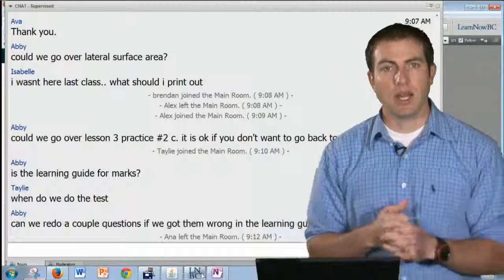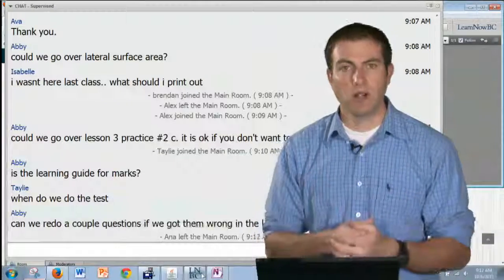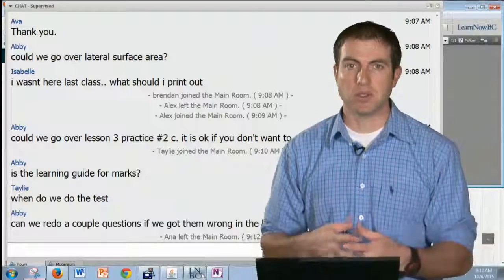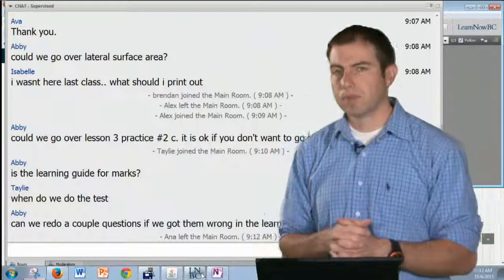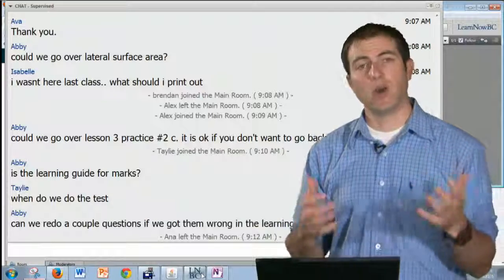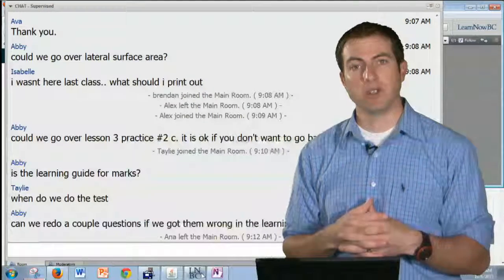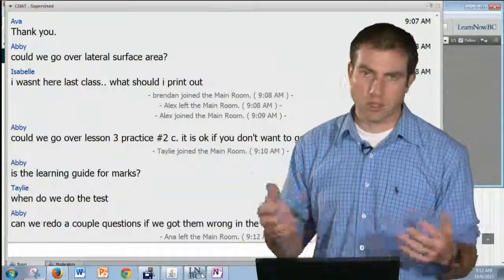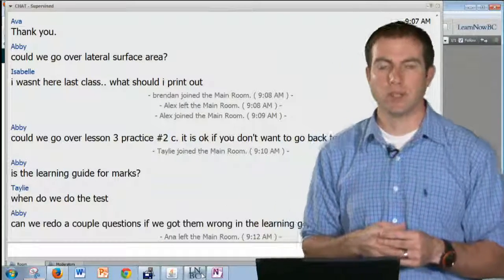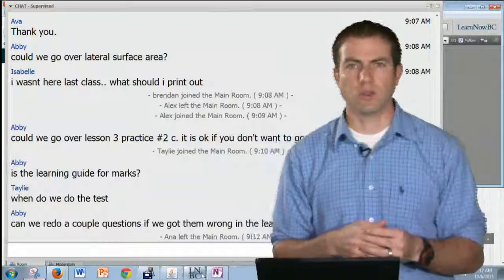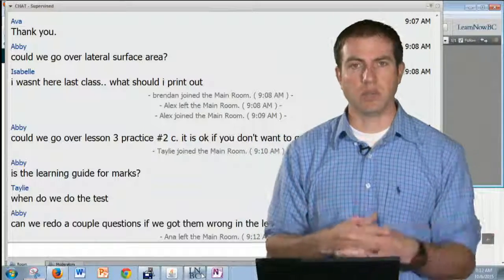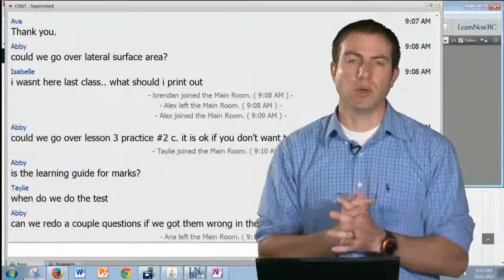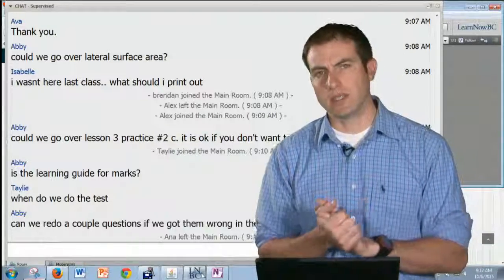Can we do a couple of questions if we got them wrong in the learning guide? Yeah, I mean, I'll point out which ones you got wrong. Hopefully it's not a lot because you can look at your notes and things like that. So I want to make sure you guys kind of know where you're at for the first unit. And you're going to maybe get one or two wrong. It's not a big deal. It's just part of the process, right? So don't be afraid of getting questions wrong. If you don't understand something, that's a little bit different. But if there's like a little transcription error or something, you wrote down something wrong, these mistakes kind of happen.